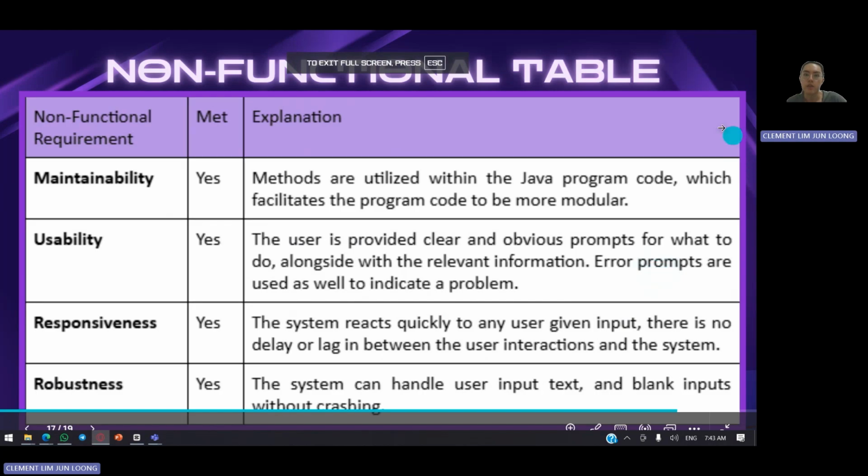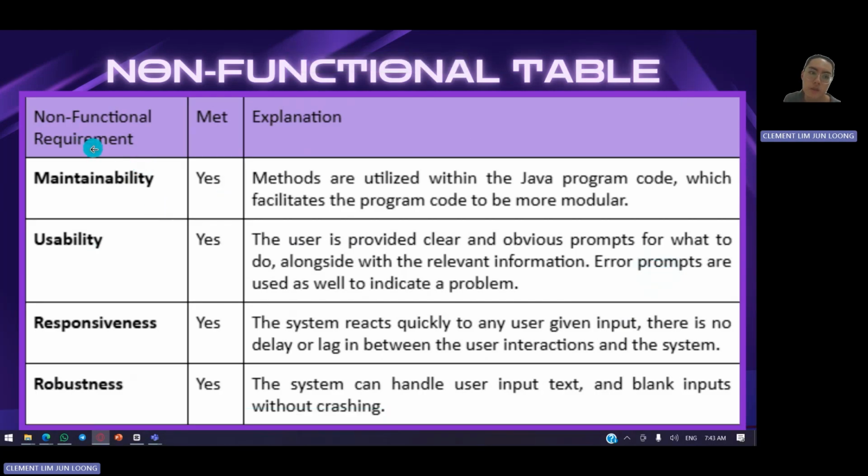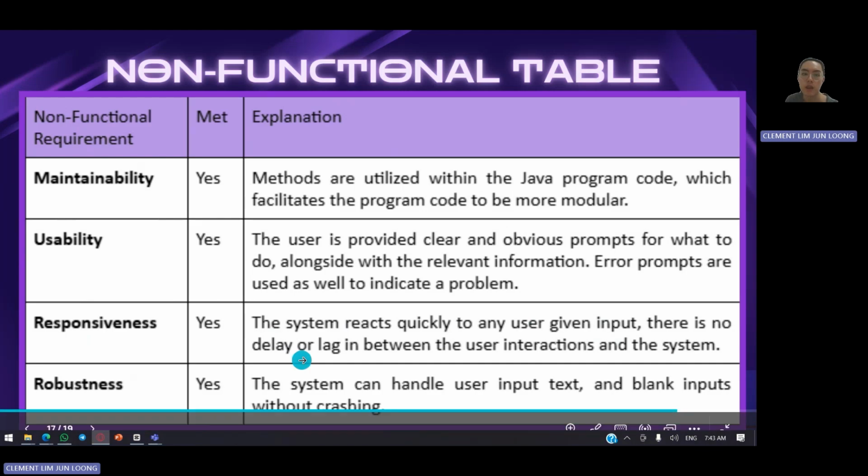So let's look at the non-functional table. The non-functional requirement, first one, maintainability. This is met because methods are utilized within the Java program code, which facilitates the program code to be more modular. Secondly, usability. This is met because the user is provided a clear and obvious prompt for what to do alongside the relevant information. Error prompts are used as well to indicate a problem. And here we have responsiveness. The system reacts quickly to the user given input. There is no delay or lag between the user interaction and the system. And robustness. This is met because the system can handle user input text and blank inputs without crashing.